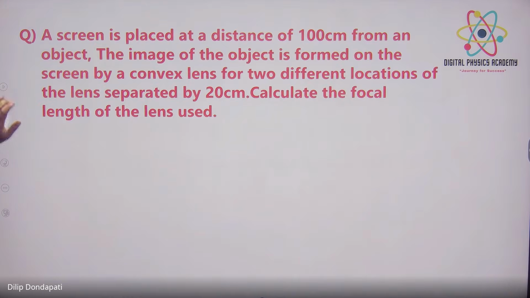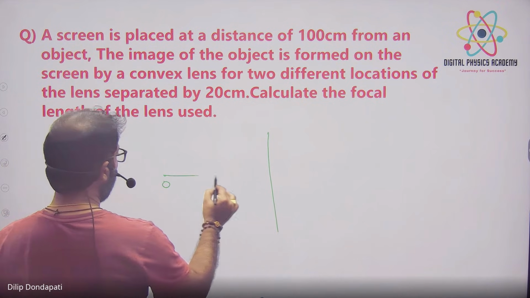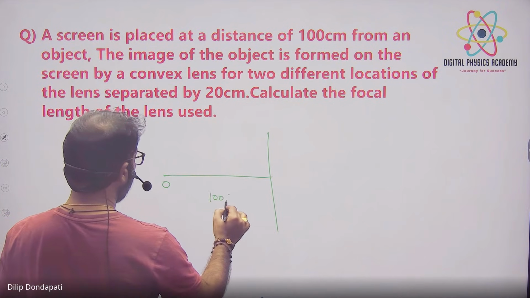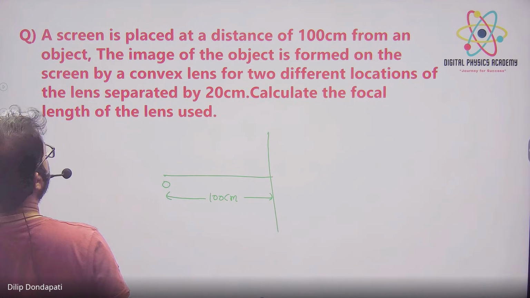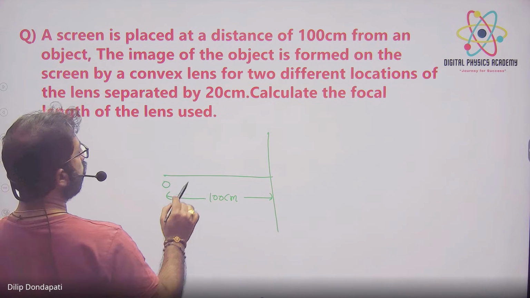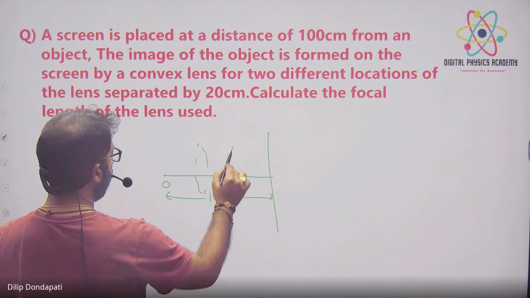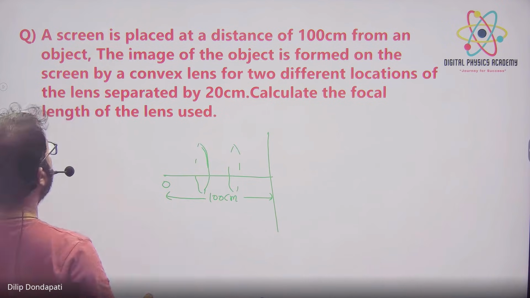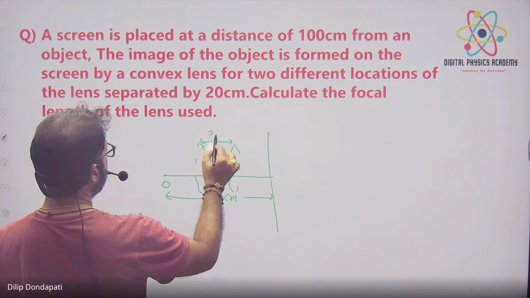A screen is placed at a distance of 100 centimeters from the object. The image of the object is formed on the screen by a convex lens at two different locations, which are separated by 20 centimeters. The separation is given as 20 centimeters.